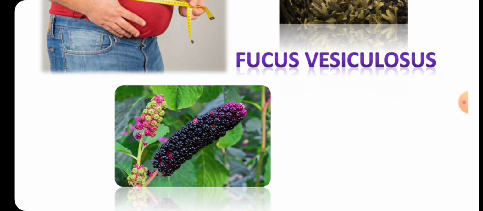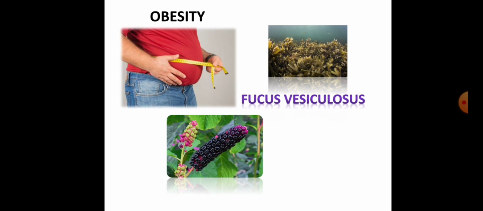And this you can see, it looks like a berry, right? So this is Phytolacca berry. So we have two mother tinctures: Fucus vesiculosus and Phytolacca berry mother tinctures can be used for obesity.